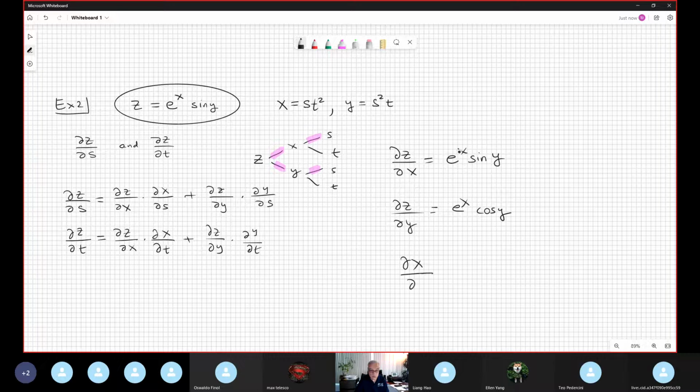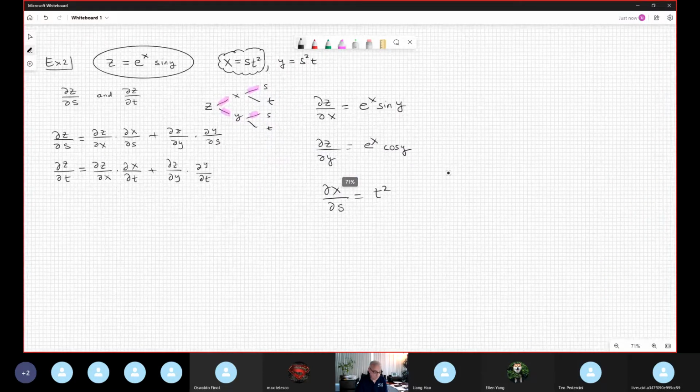Now, partial x with respect to s is, you take this function and differentiate with respect to s, which is t squared. The derivative of s with respect to s is 1. Now, partial y with respect to s is this expression, 2st, no? 2st.